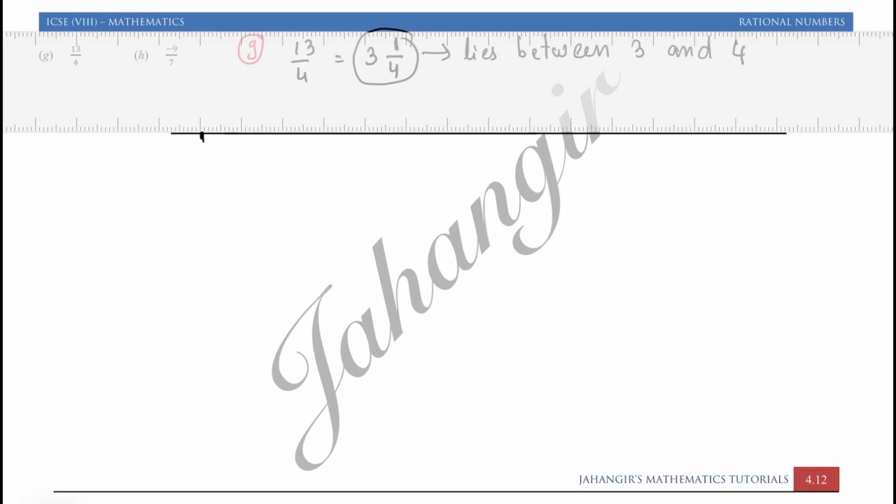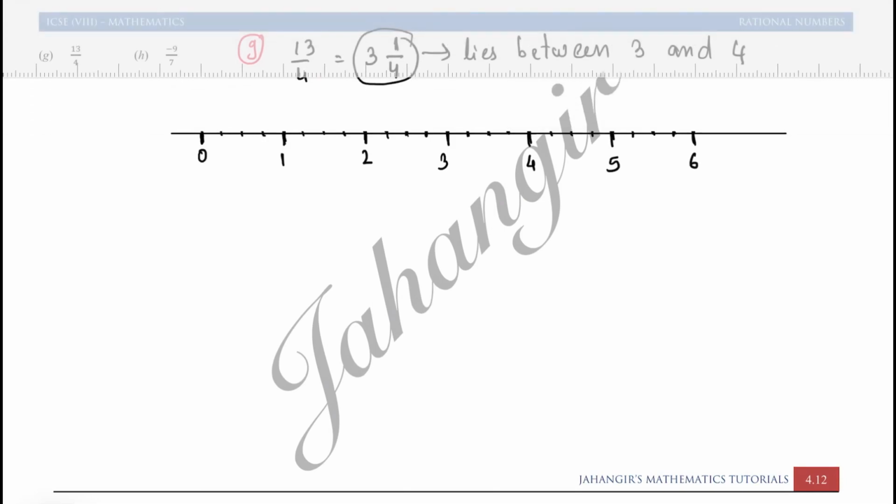We will start with 0. We want 4 equal gaps between each consecutive number. So this is my 0. 1, 2, 3, 4. This is 4 by 4, it's 1. 1, 2, 3, 4. Again 2. If you see, I am taking equal gaps. 1, 2, 3, 4. This is 3. 1, 2, 3, 4. This is 4. 1, 2, 3, 4. 5. One more extra, 1, 2, 3. This is 6. Okay, I am done with this.